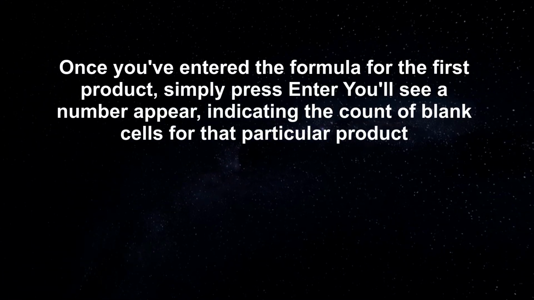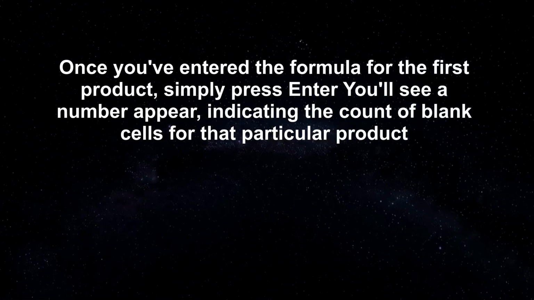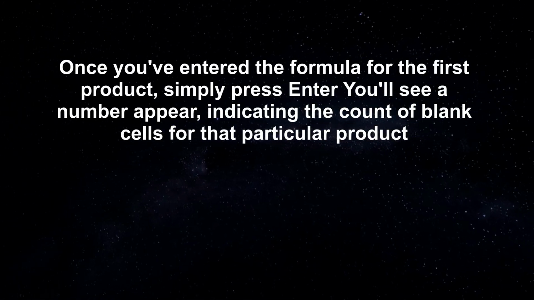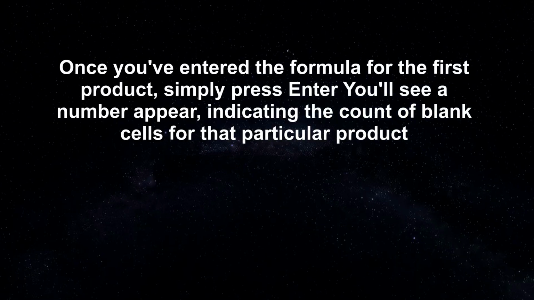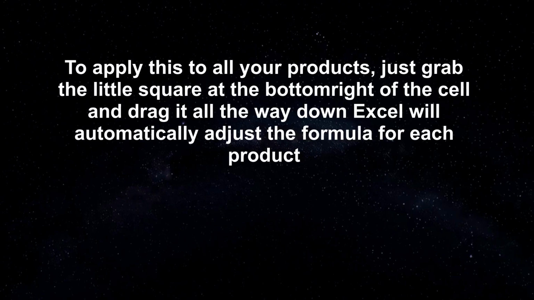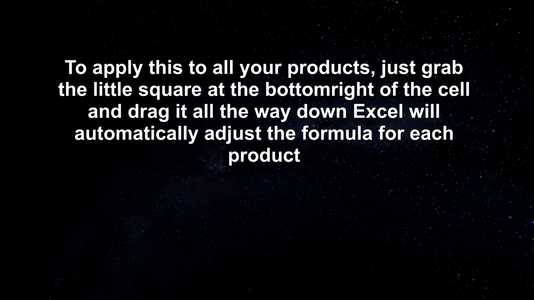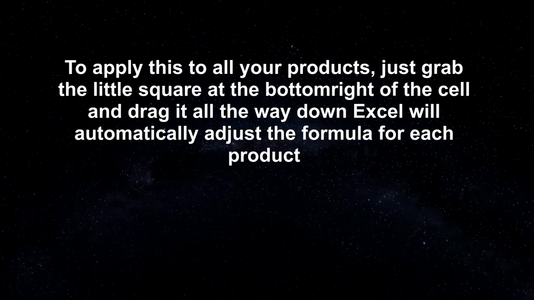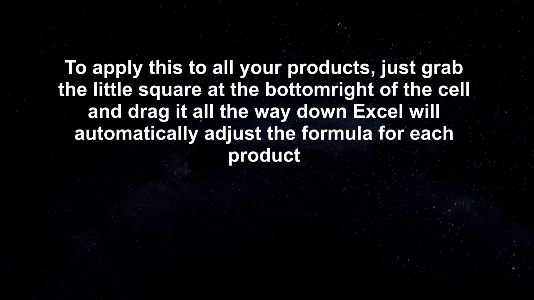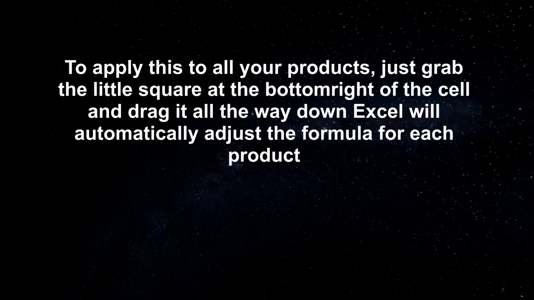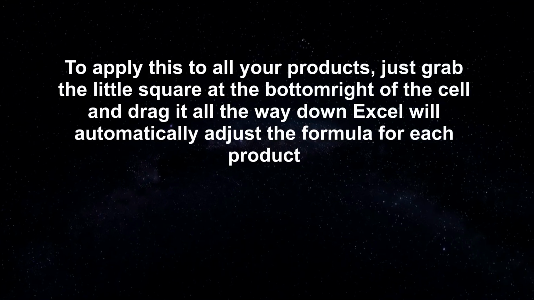Once you've entered the formula for the first product, simply press Enter. You'll see a number appear, indicating the count of blank cells for that particular product. To apply this to all your products, just grab the little square at the bottom right of the cell and drag it all the way down. Excel will automatically adjust the formula for each product.